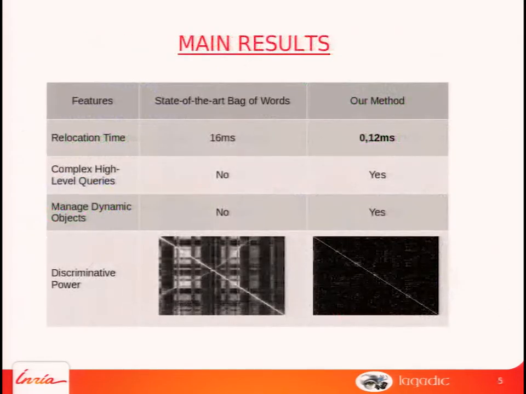So finally, we compare our results with standard state-of-the-art bag-of-words methods, and we have very good results. For example, for relocalization time, we are 10 times faster than bag-of-words methods. We also have the ability to use complex queries, human-like and human-understandable queries. We are also able to manage dynamic objects, as we know the class of the object we observe, and our representation is more discriminative than the bag-of-words methods.